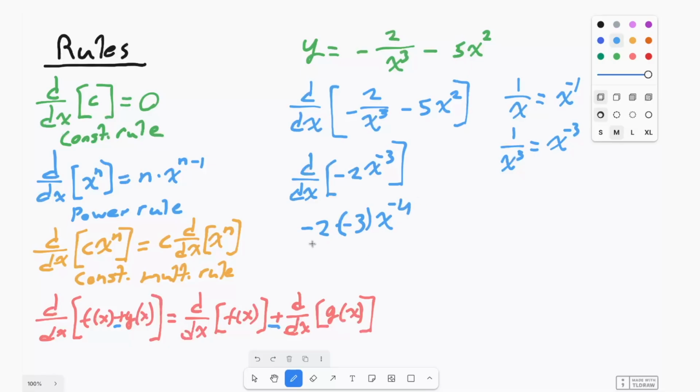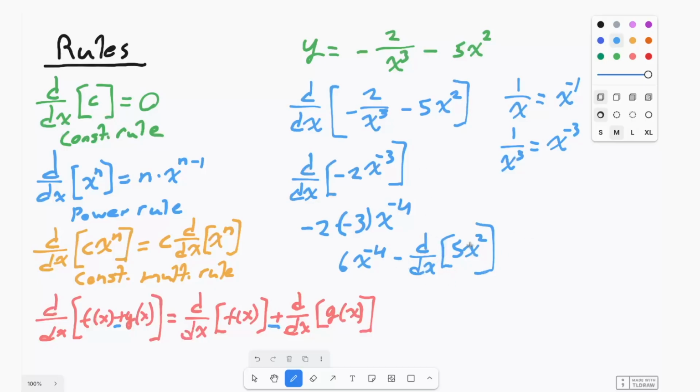So we have negative 2 times negative 3. That's going to be positive 6. And then we have x to the negative 4. That was just the first term. We still have minus the derivative of 5x squared. We have to remember that we're subtracting these two terms.